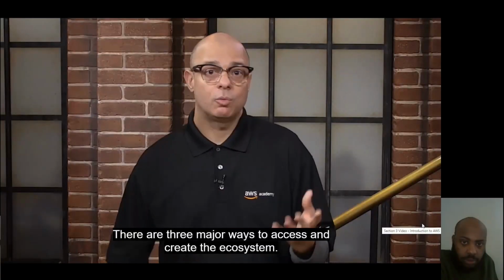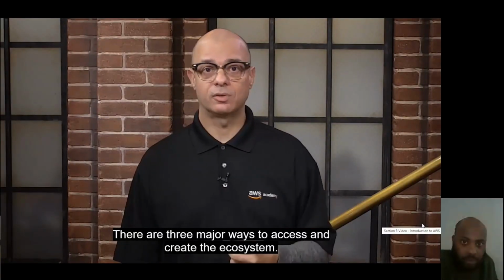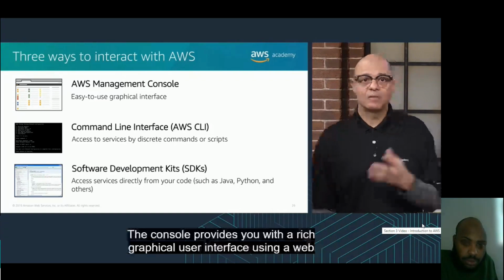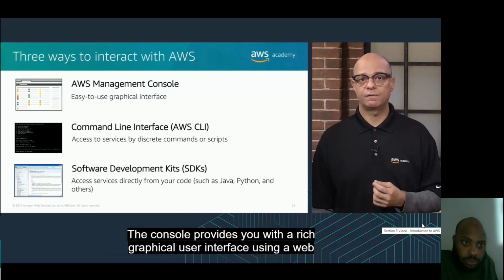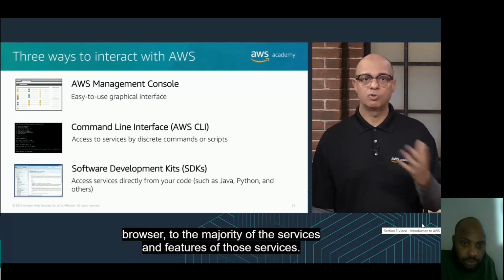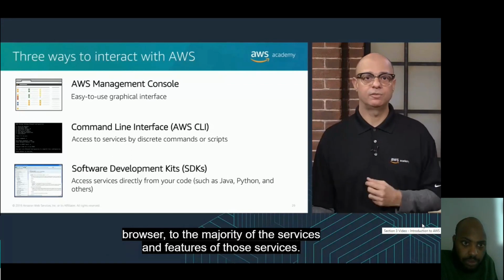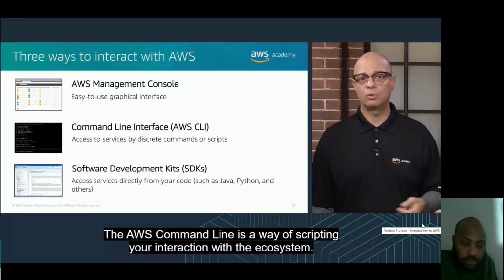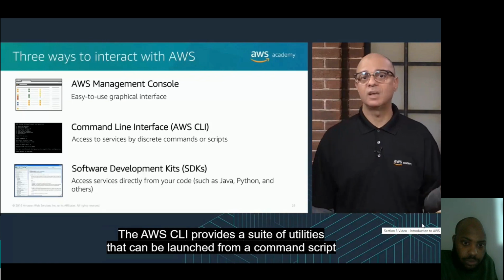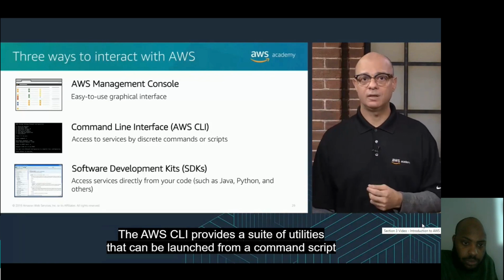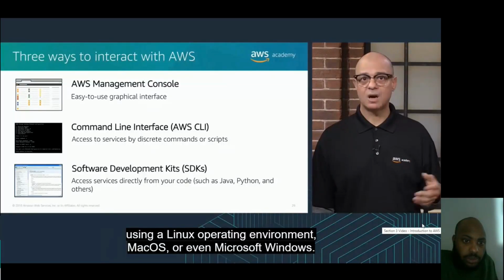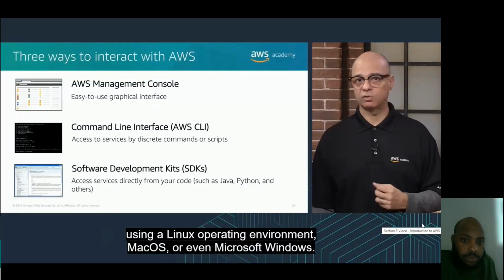There are three major ways to access and create the ecosystem. The first one, the AWS Management Console. The console provides you a rich graphical user interface using a web browser to the majority of the services and features of those services. The AWS command line is a way of scripting your interaction with the ecosystem. The AWS CLI provides a suite of utilities that can be launched from a command script using a Linux operating environment, Mac OS, or even Microsoft Windows.